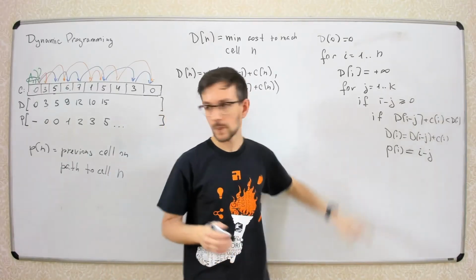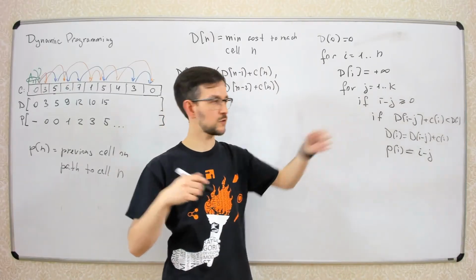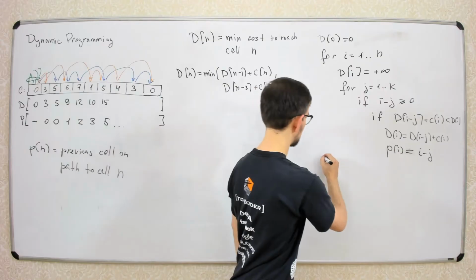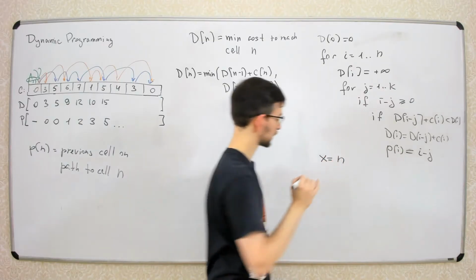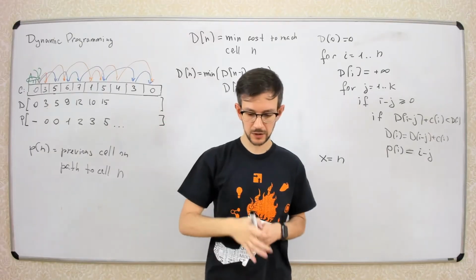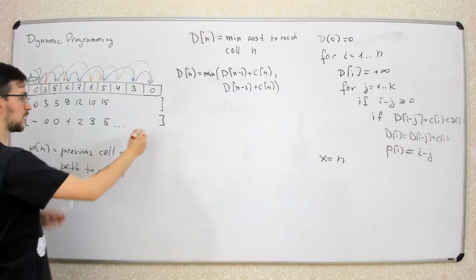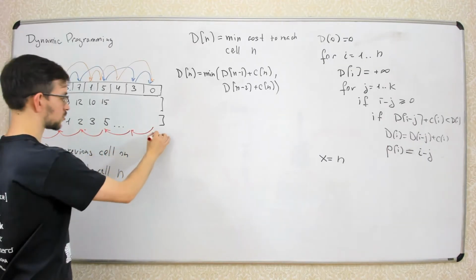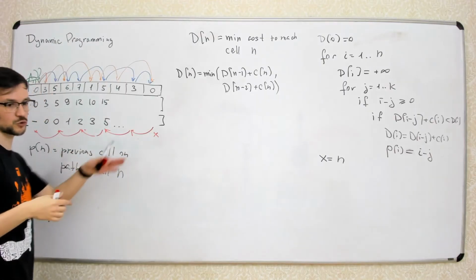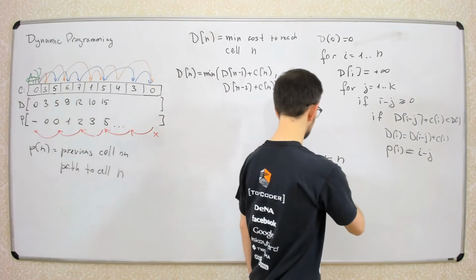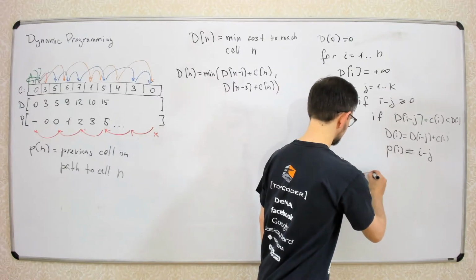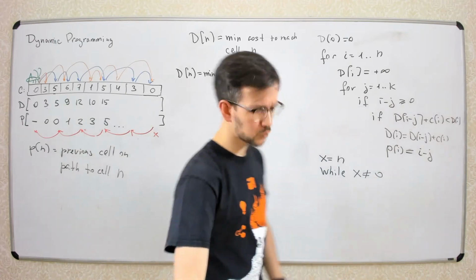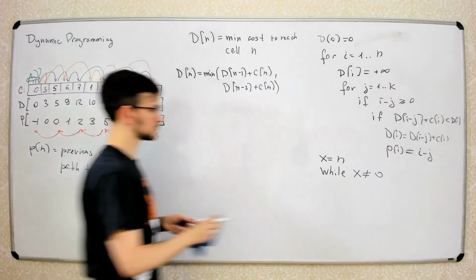So in the end, if you want to restore this path, you just start from the last vertex, from the last cell. It's not a graph. It's not a graph by now. Let's say x equal to n. And then use these links. Again, we start from the last cell and then use these links to restore the path. So this is the value of x, and then we move x to the previous element in the path. Well, we have 0. Let's put -1 here for simplicity.